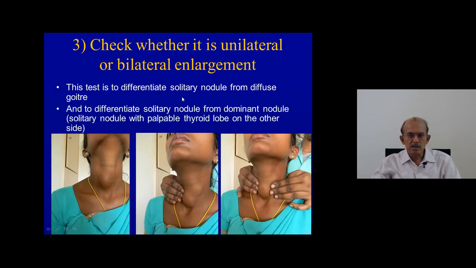So this test is done to differentiate solitary nodule from diffuse goiter as well as from dominant nodule. If you see a large swelling here, it becomes a diffuse goiter. If it is just a mild enlargement, it means it is a dominant nodule.